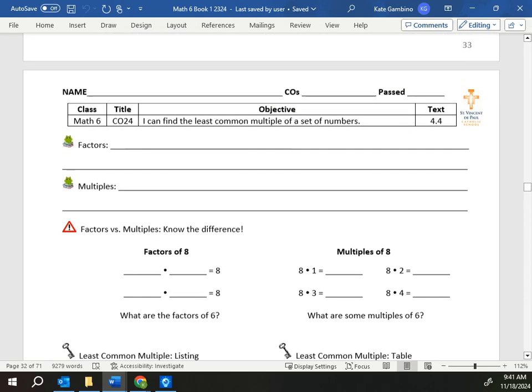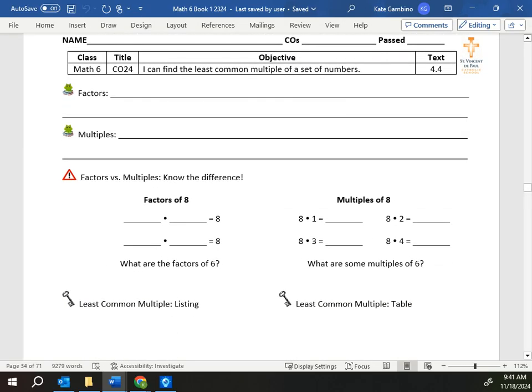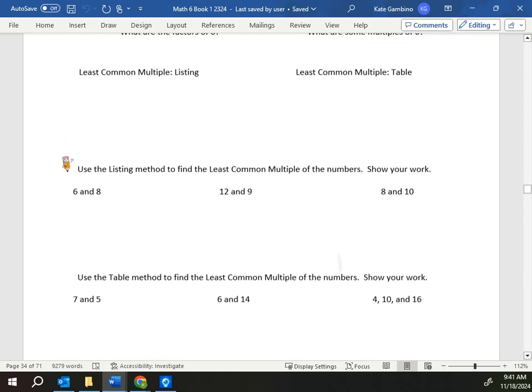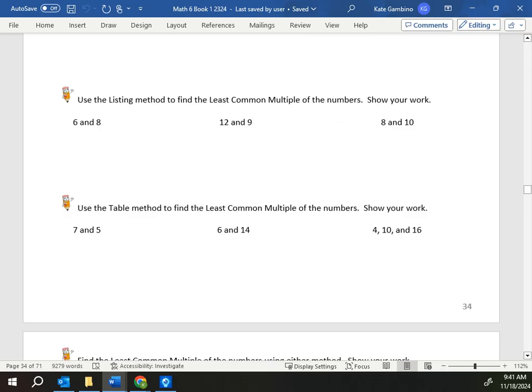Do not confuse greatest common factor with least common multiple. So least common multiple, we are multiplying up. So when we are multiplying up, you can do that listing method. Remember, when we're listing here, instead of listing factors, we're listing our multiples. So taking that first number and multiplying it up: 6 times 1, 6 times 2, 6 times 3, 6 times 4. Do the same thing for the 8 and see what the smallest number that they share is.